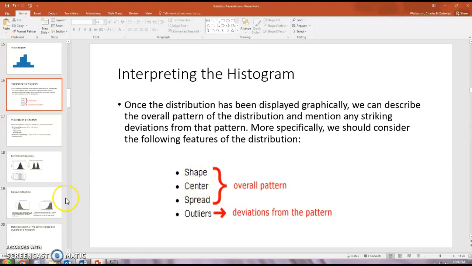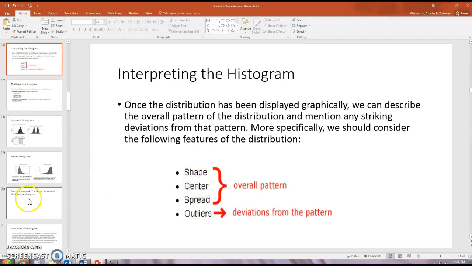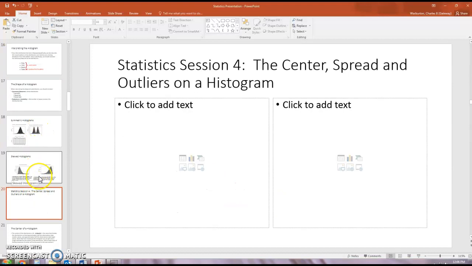Let's now talk about the center of a histogram. We'll talk about the center of the histogram in session 4.